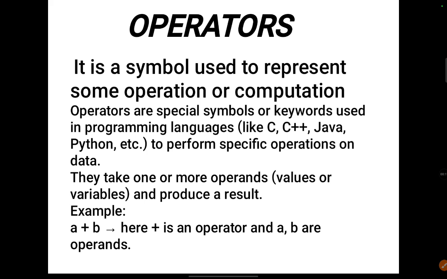Operators have a symbol used to represent some operations or computations. Operators are special symbols or keywords used in programming languages like C, C++, Java, Python, etc. to perform specific operations on data. They take one or more operands and produce a result. Example: a plus b. Here plus is an operator and a and b are operands.